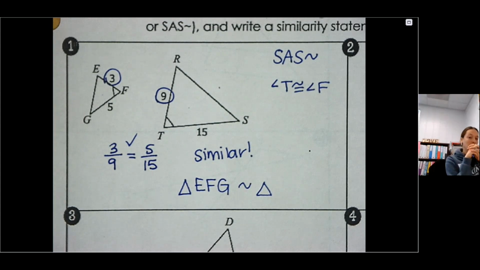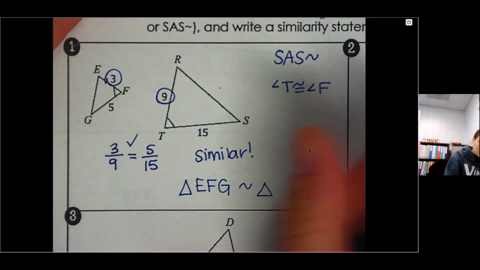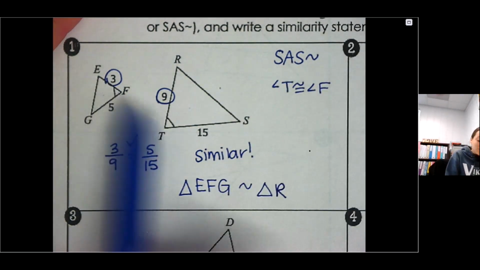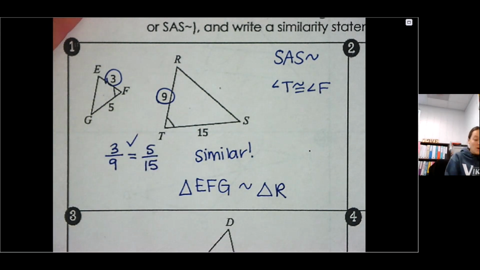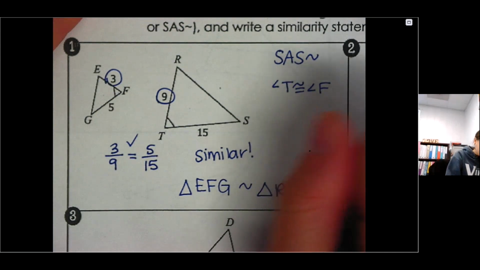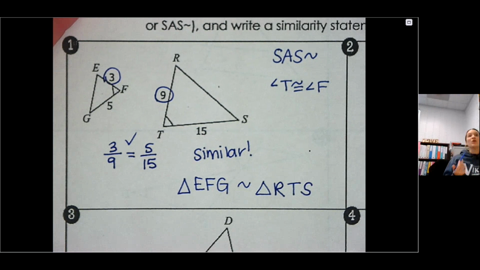Okay, let's go one letter at a time. E is next to the small side, R, so it would be R. F matches with T, so ST. RT. And then S. So go one letter at a time when you're writing the sentence, okay?